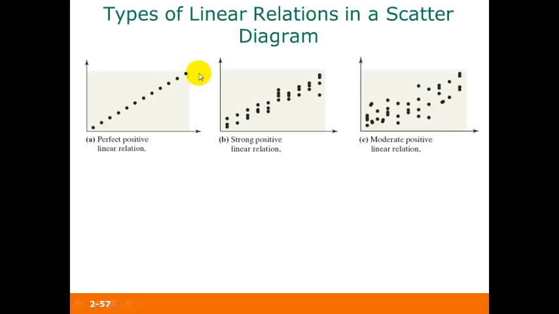Now these two would also both be linear relationships and positive linear relationships. This one would be a fairly strong linear relationship because the straight line pattern is fairly obvious. In this one, the data points are much more spread out and the straight line pattern is not as strong, so we would call this a moderate positive linear relation.